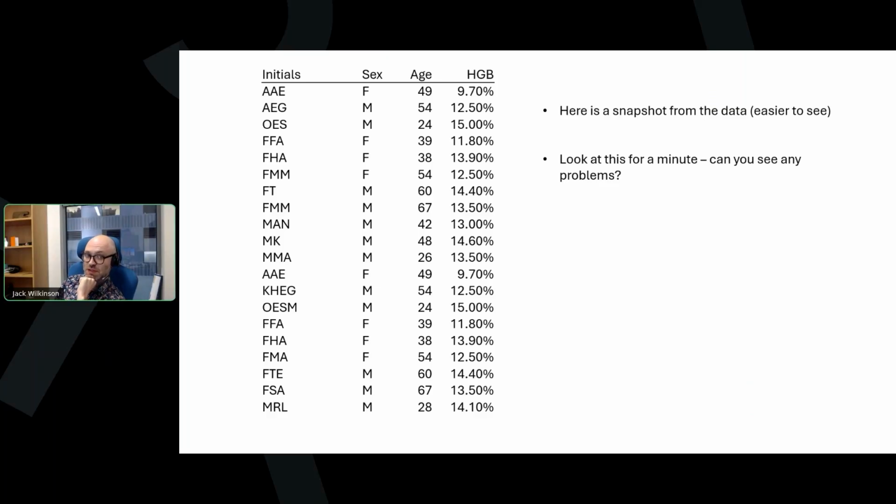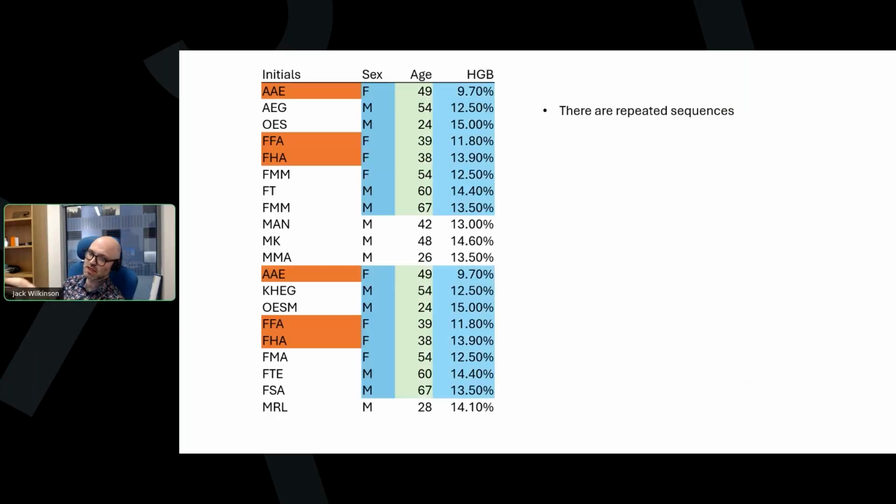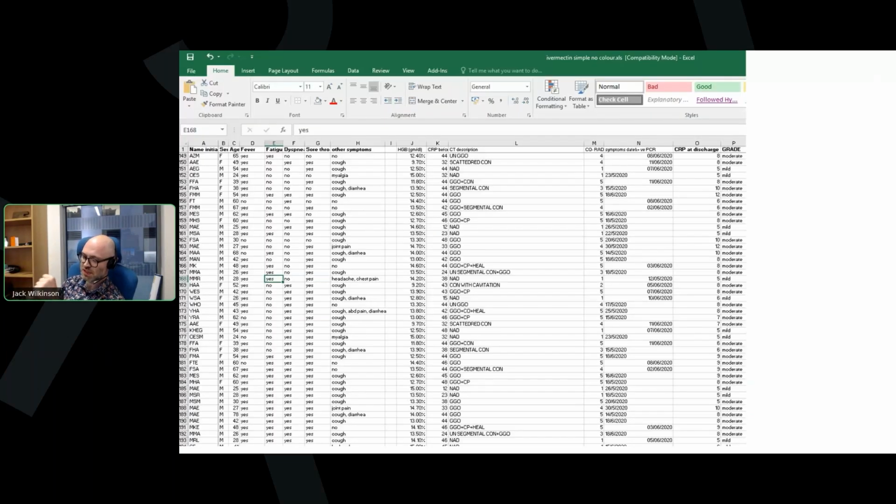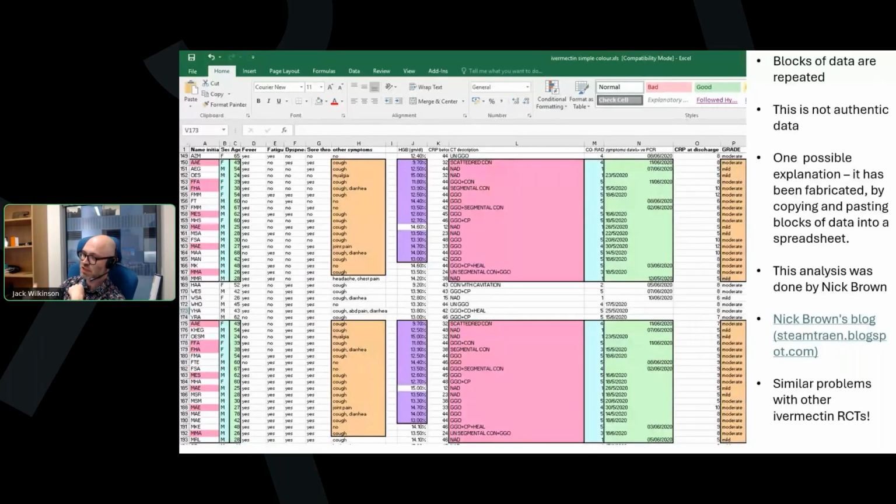Okay, I'll tell you the answer. If I add some color coding to this, there are repeated sequences here, right? And actually, if I return to the original spreadsheet and add some color coding here, we see lots of repetition, okay? So huge blocks of data have been repeated in this spreadsheet, and clearly this is not authentic. And one possible explanation is that this is a crude attempt at fabrication, right? So somebody's copied and pasted blocks of data into a spreadsheet to give the impression of having this large data set from a clinical trial, all right?